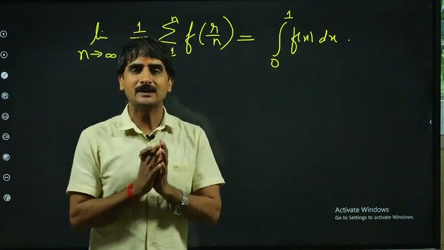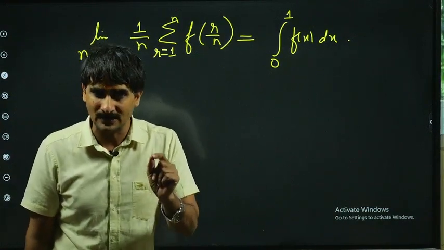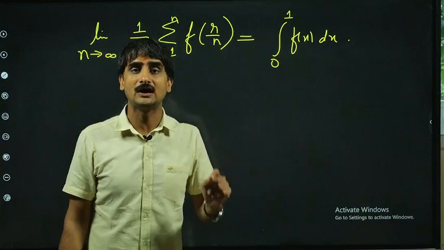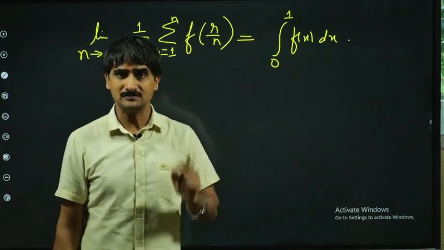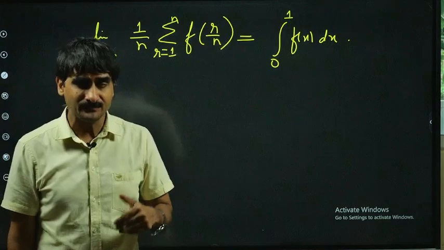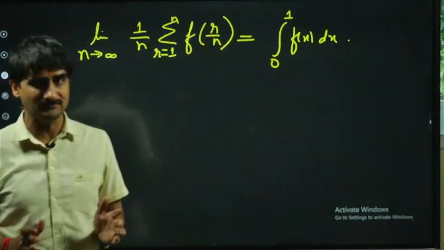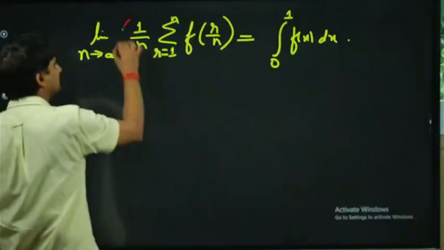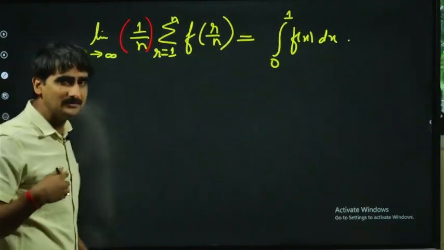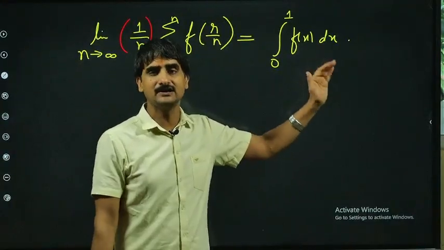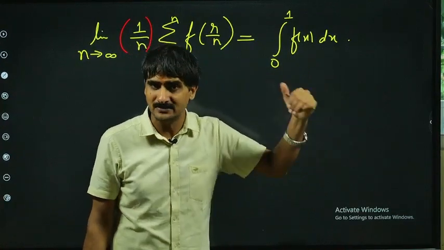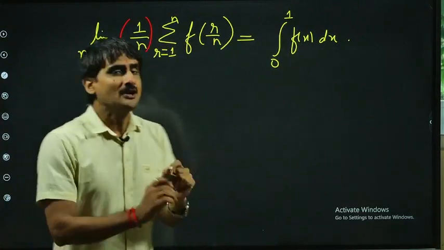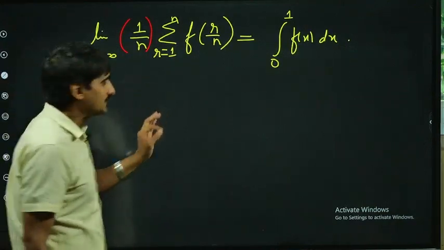Everywhere within the summation, every term should be a function of r by n only. There shouldn't be any extra n within the summation sign, within the function, and we need to have 1 by n, which will be ultimately replaced by dx, our infinitesimal element for the integral. Okay, so I'm going to use this in the question.